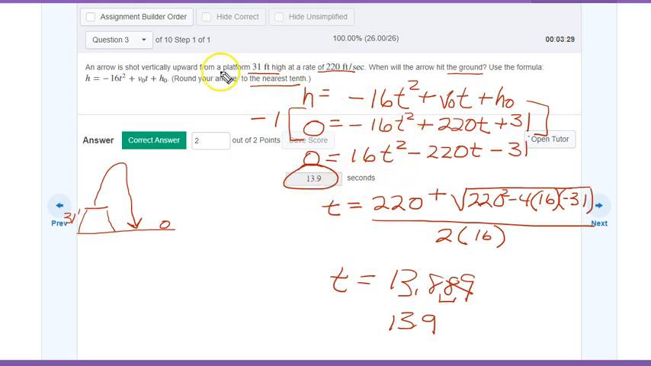Now again, part of it is understanding the example. A sketch would be helpful. Getting rid of the negative up here, carefully putting it into the quadratic formula, and then rounding correctly.